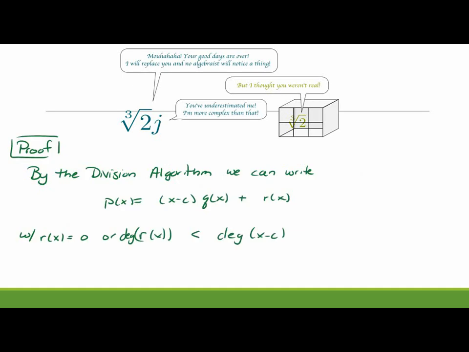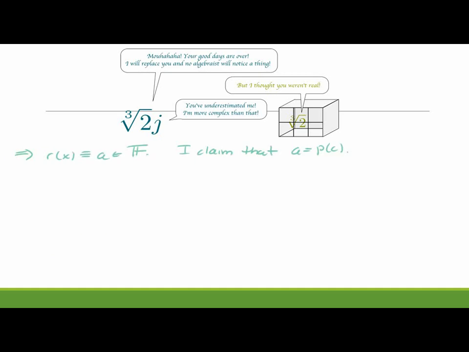The proof is division algorithm. By the division algorithm, you can write p of x is equal to x minus c times q of x plus a remainder. That remainder is either going to be perfect, 0, or the degree of r of x is going to be strictly smaller than the degree of x minus c. Well, the degree of r of x must be less than 1 in that case, so that r of x is either 0 or a constant, meaning a constant in the field. That means that r of x is an element of the field, and it's going to turn out that a is going to be p at c.